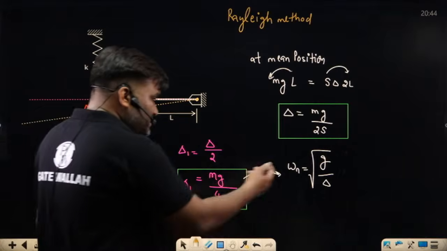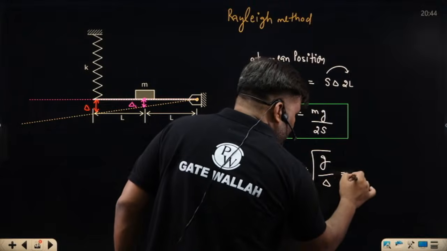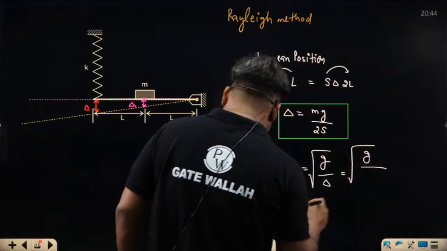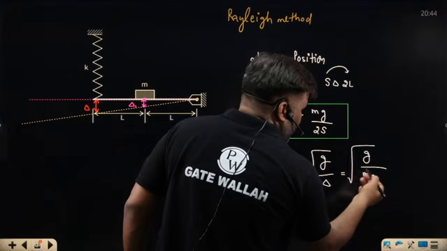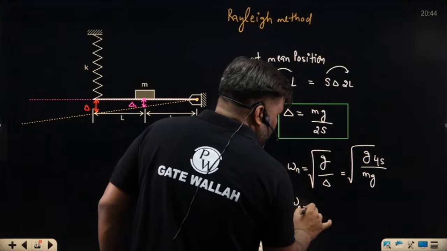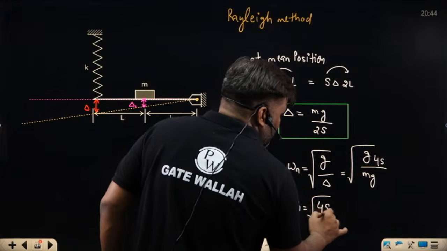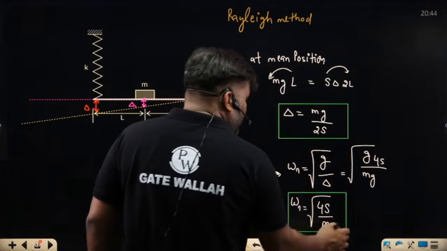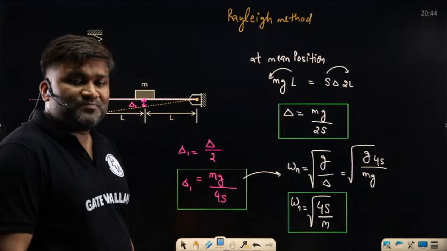So put the value of this delta. What will it become? This is coming out to be under root g divided by mg divided by 4S. 4S goes upside, g gets cancelled. So omega n is again under root 4S divided by mass m. So you can solve this question either by the torque method or by the Rayleigh method.